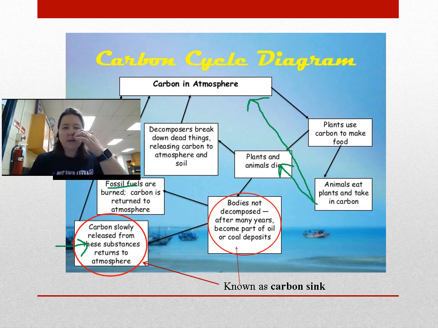We have a couple of things here called carbon sinks. And we're going to talk about these more in class. But carbon sinks are basically where carbon gets stuck. And carbon can get stuck there for many, many years. So carbon can be what's called sequestered. It gets stuck there.